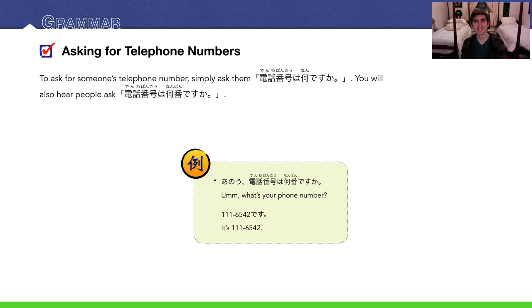Ano, denwa bango wa nanban desu ka? What's your number? That might sound a little strange in English, but in Japanese, to get someone's attention or to start asking another question that's kind of off topic, you can start with ano. To which someone replies, 111-6542 desu. So if you want to give your phone number, just the number desu. Alright, desu is used for a lot of things, as you know.